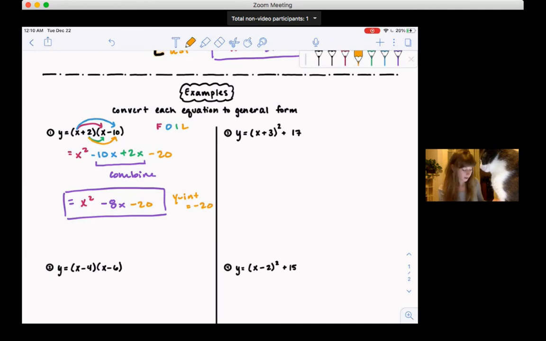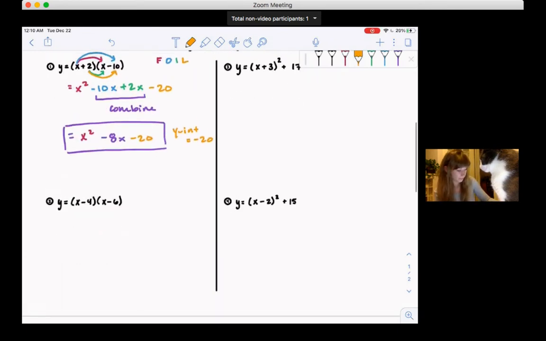All right, one more like that. X minus 4 times x minus 6. So again, first terms, x times x is x squared. Outer terms, x times negative 6 is negative 6x. Inner terms, negative 4 times x is negative 4x. And last terms, negative 4 times negative 6 gives us a positive 24.